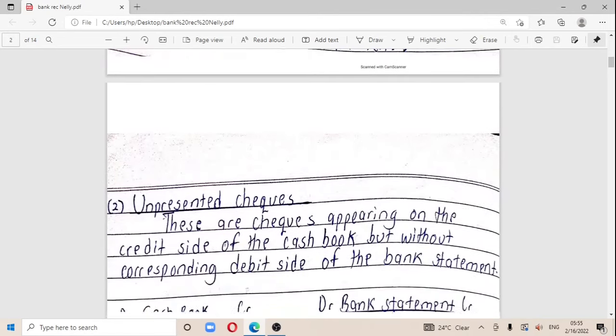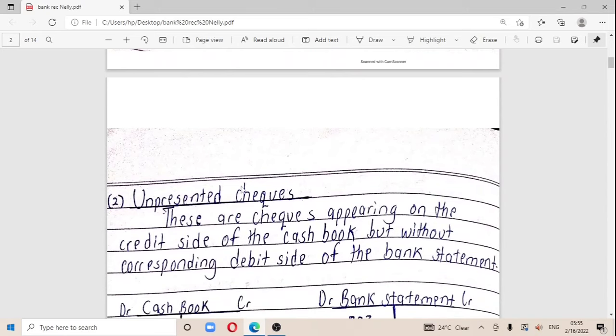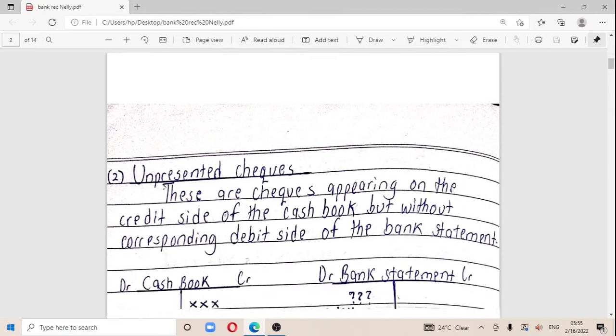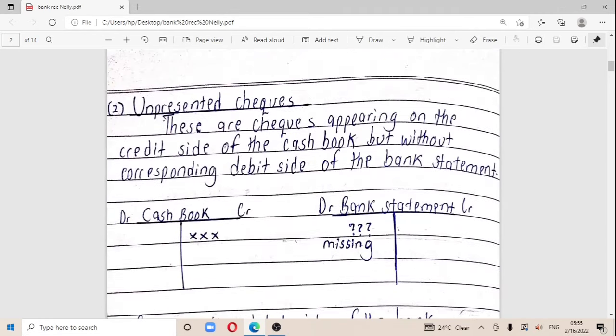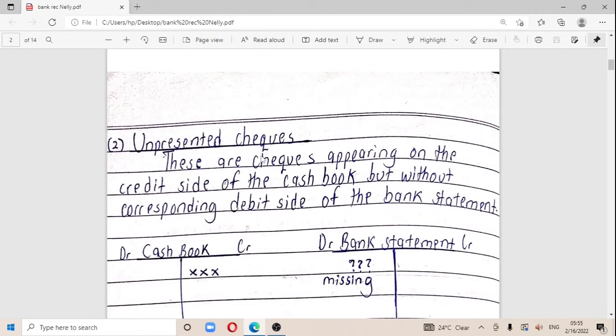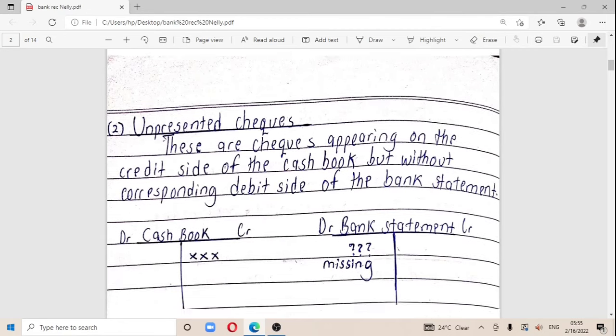So that takes me to unpresented checks. Unpresented checks are checks appearing on the credit side of the cash book but without a corresponding debit side on the bank statement. Or I can say, no debit side on the bank statement. That is an easier way of getting it. Getting familiar with these short terms will help you recall the bigger term, and you'll simply define them as checks appearing on the credit side of the cash book but without a corresponding debit side on the bank statement.